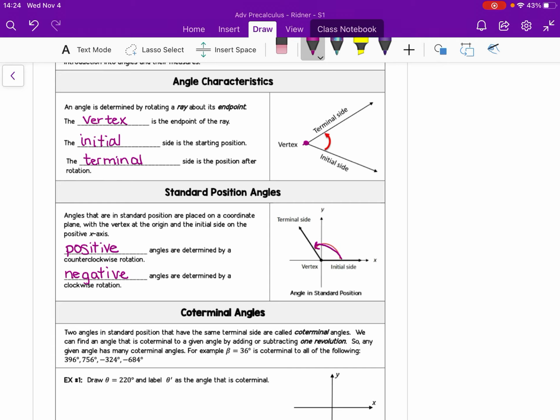Let's see. And that's where we're going to pause. We are actually kind of going to skip around on this page. So after you fill in your vocab, meet me back here for talking about converting degrees and radians.